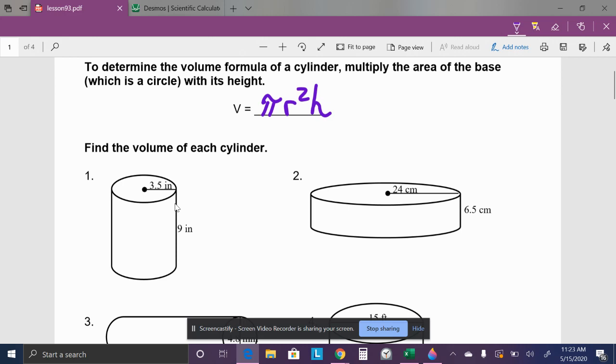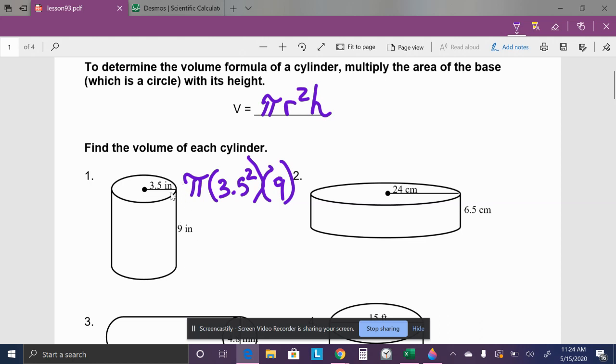So in number one, we notice the radius of the circle is 3.5. So when I do this, I'm plugging in 3.5 squared in for my radius. Now notice I put parentheses around that. Same thing I'm going to do with the height. The height is 9, so I'm going to put 9 as the height of the cylinder.